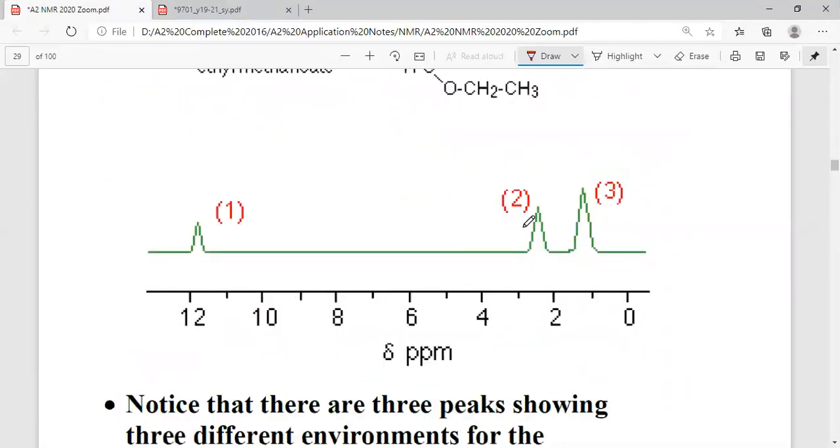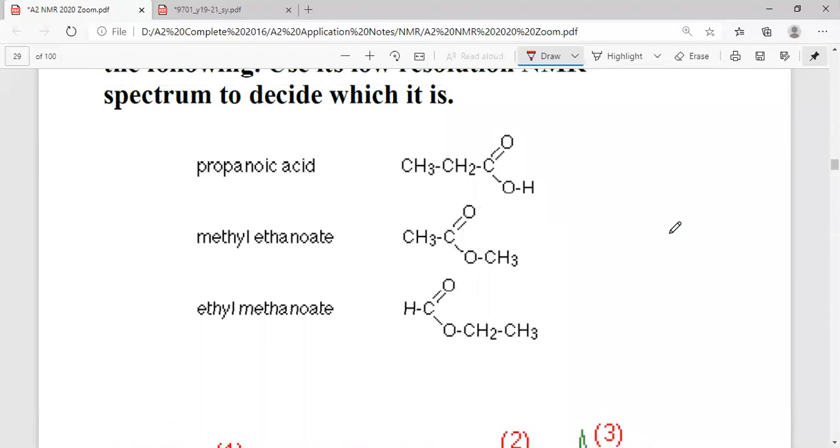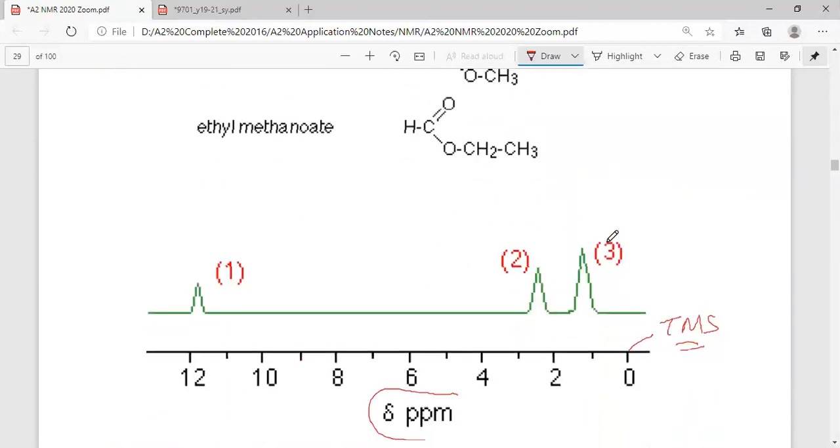Now this is a spectrum. This is parts per million, and 0 here is for TMS. So what are these? There are 3 signals with ratio 3 is to 2 is to 1. It means only one hydrogen here, 2 hydrogens and 3 hydrogens here. Now there are 3 possible substances, so which one shows this spectrum?